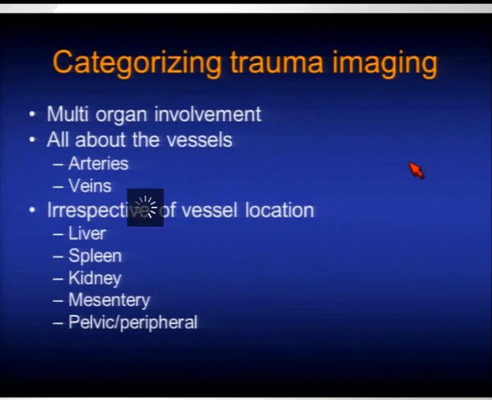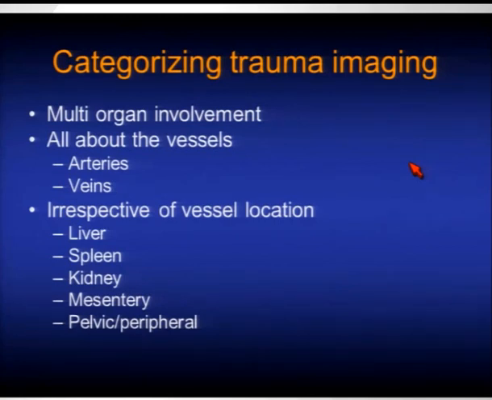So liver injury is not about injury to the liver, it's about injury to the vessels within the liver. You don't tend to die because your hepatocytes pack in. You die because you've bled to death. And this is what I want you to think of in terms of trauma imaging. Think of it in terms of vascular injury, whether it's in the liver, the spleen, the mesentery, or peripheral vessels.